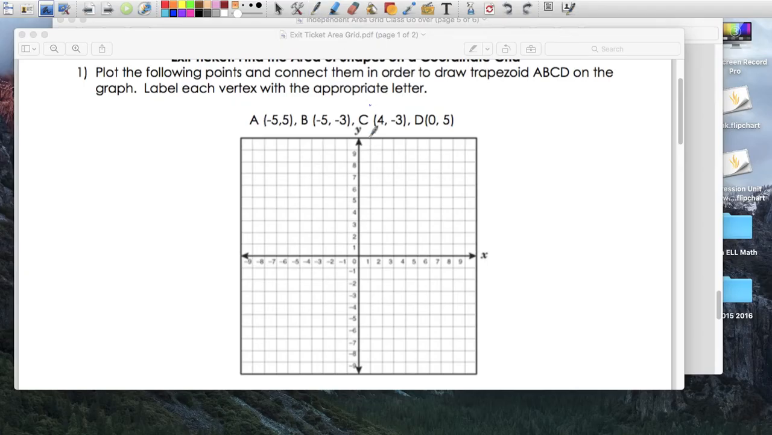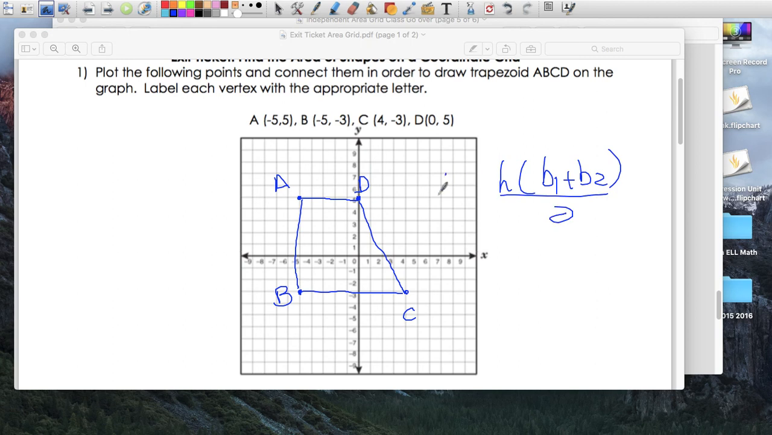Okay, so -5 and 5 would be about here. Call it A. -5 and -3 would be here. Call it B. C is 4, -3. And D, 0 and 5. Does that form a trapezoid? Well, yes it does. The area of a trapezoid is height times (B1 plus B2) divided by 2, and that's how we find the area.